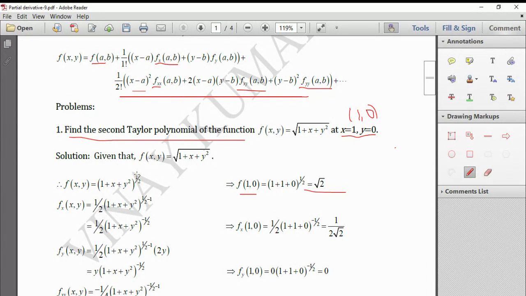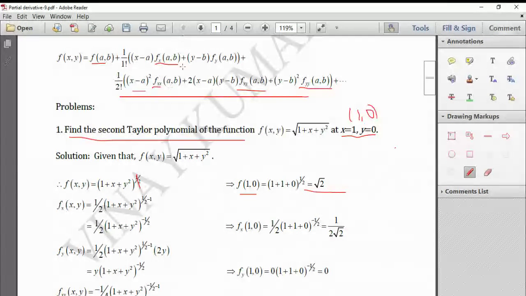minus 1. Now, forget this power. Remaining is 1 plus x plus y square. What is the derivative of 1? 0. Plus derivative of x, 1. Plus derivative of y square, 0. So 1 plus 0 plus 0 is 1. 1 into this is the same. But half minus 1 is to the power of minus half.